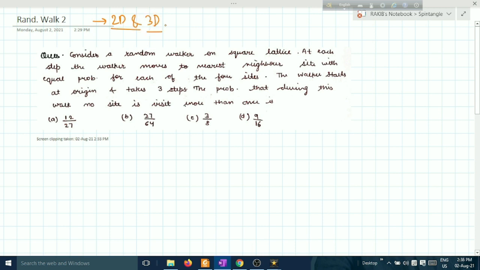I will discuss this topic with some standard questions from the Reif book, from statistical mechanics, Reif statistical mechanics.